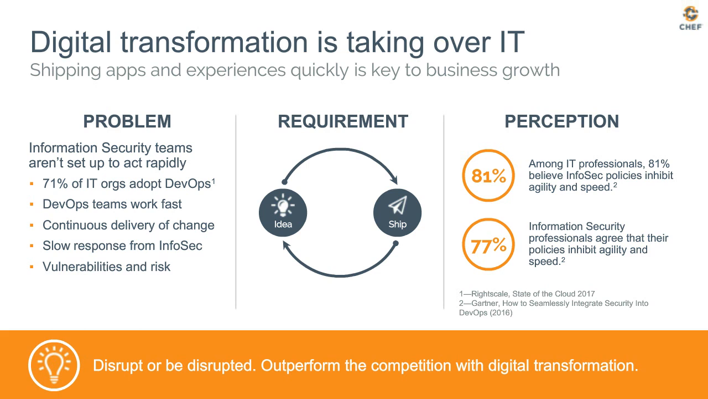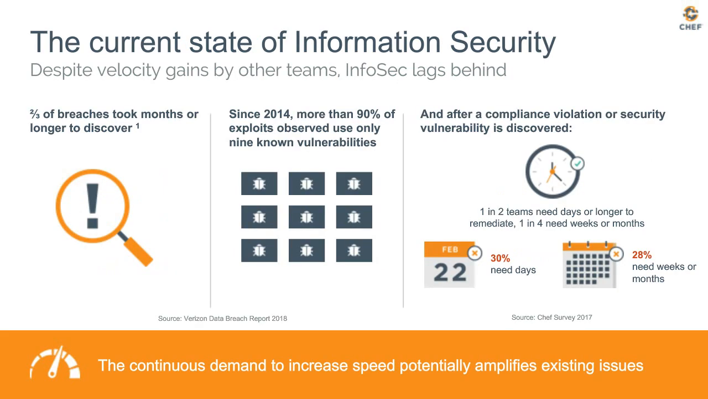So as we see this, despite the velocity and efficiency gains in other parts of the DevOps organization, InfoSec has mostly continued to lag behind. InfoSec policies are slow to implement, slow to audit, and they're firmly situated in practices that predate the shift towards the high velocity efforts that we see today.